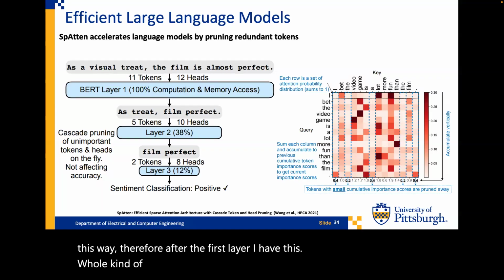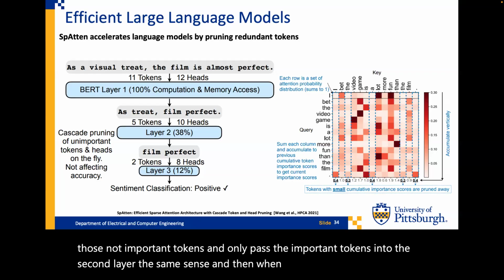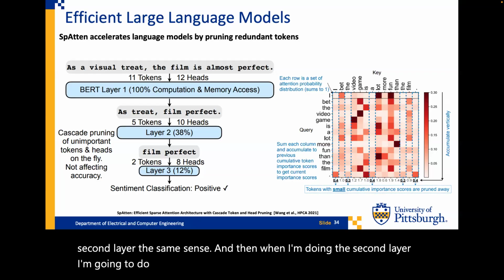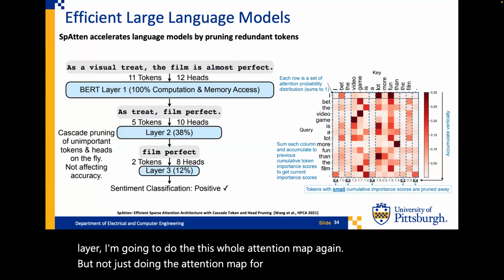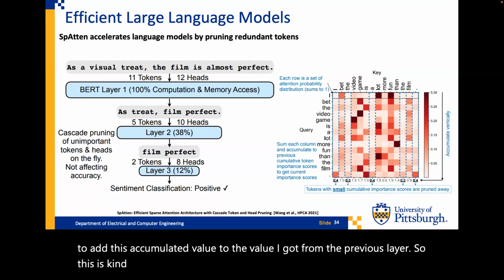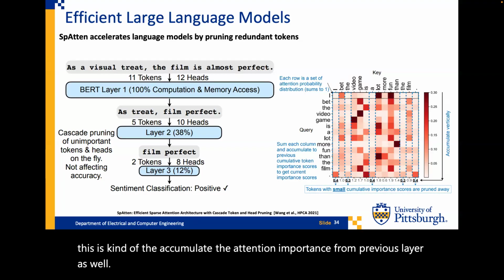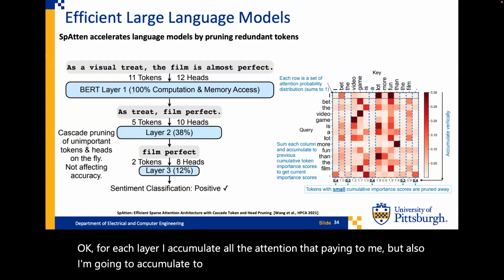So in this way, after the first layer, I have this cumulative value. Then I'm going to delete all those not important tokens and only pass the important tokens into the second layer. Does that make sense? And then when I'm doing the second layer, I'm going to do this whole attention map again, but not just for this particular layer. I'm also going to add this accumulated value to the value I got from the previous layer. So I accumulate the attention importance from the previous layer as well. For each layer, I accumulate all the attention that is paid to me, but also the attention I got from the previous layer.